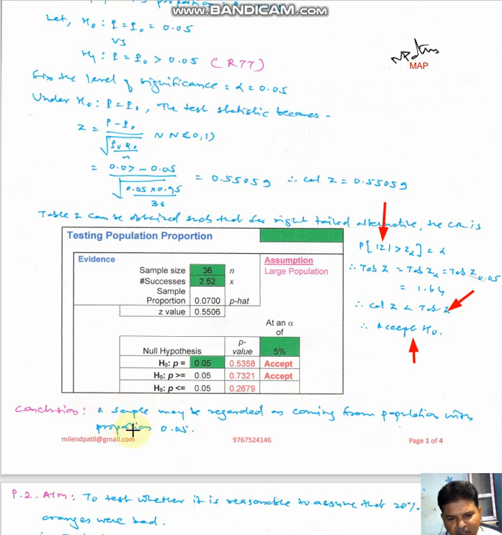So what does accept H naught mean? A sample may be regarded as coming from a population with proportion value 0.05. So that is our conclusion. Likewise, we can solve the second example also.